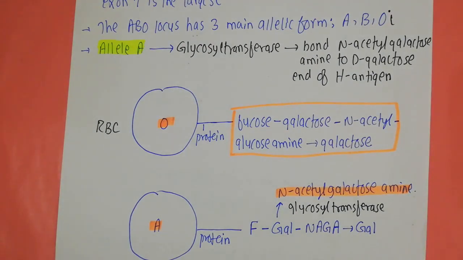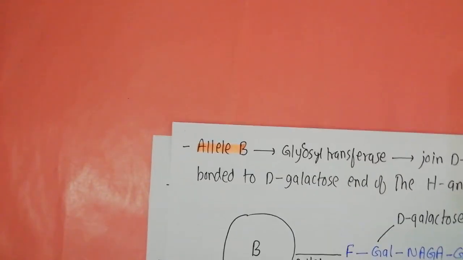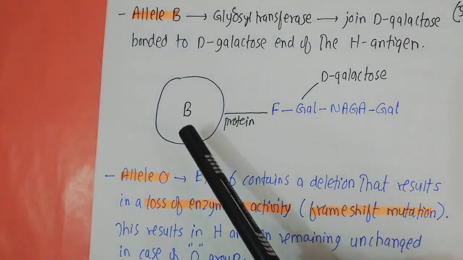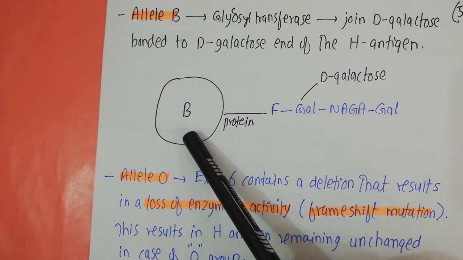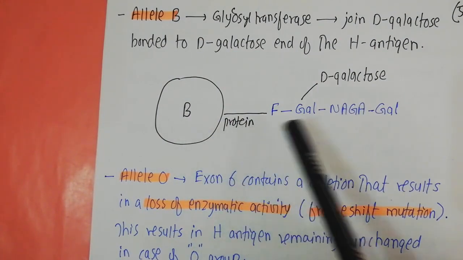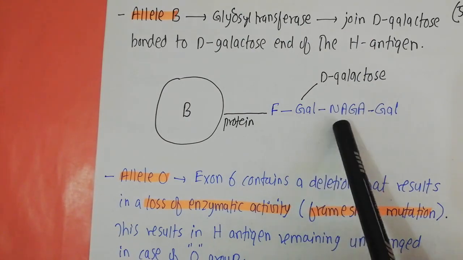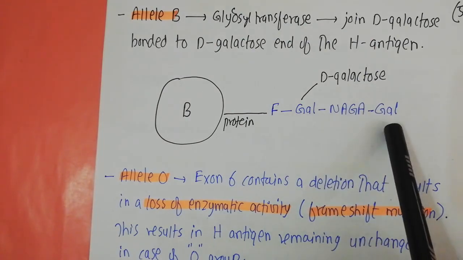If you talk about the other type of the blood, say for example, we have got the B type of the blood. Now this means, say for example, this is the red blood cell of an individual having the B type of the blood. This is the protein, and this is the H antigen, the fucose, the galactose, the N-acetylglucosamine, and the galactose over here.